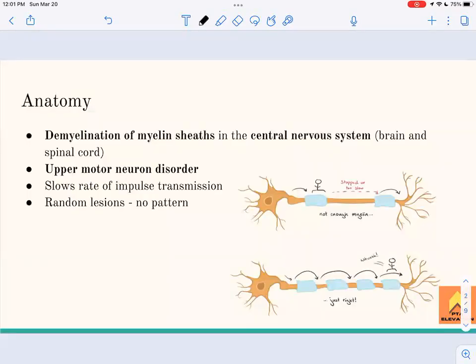So anatomy, and this is super important, it's a demyelination, meaning that our myelin sheaths are getting messed up in the central nervous system. A lot of times we'll see peripheral neuropathies, but this comes from the brain and the spinal cord. So just understanding that the myelin sheaths are not working.